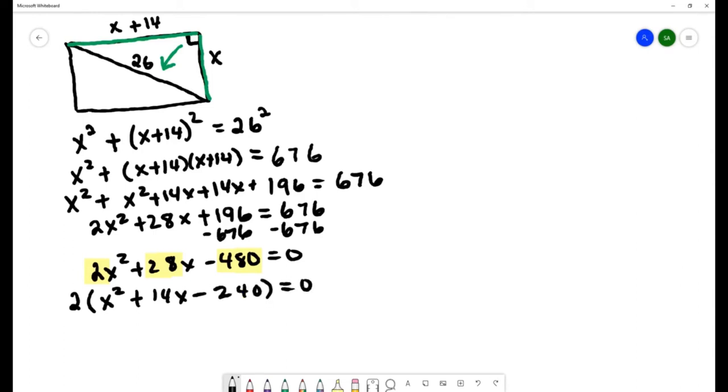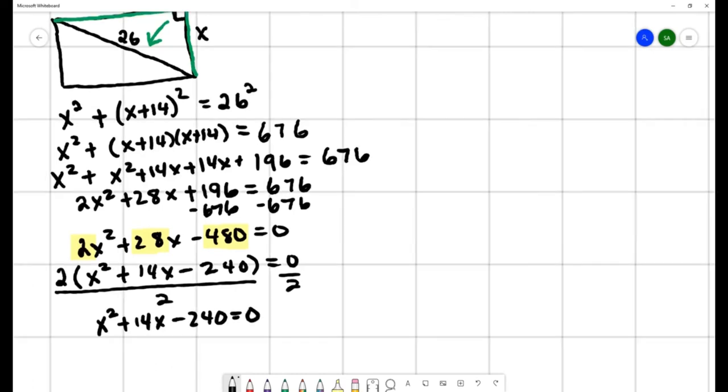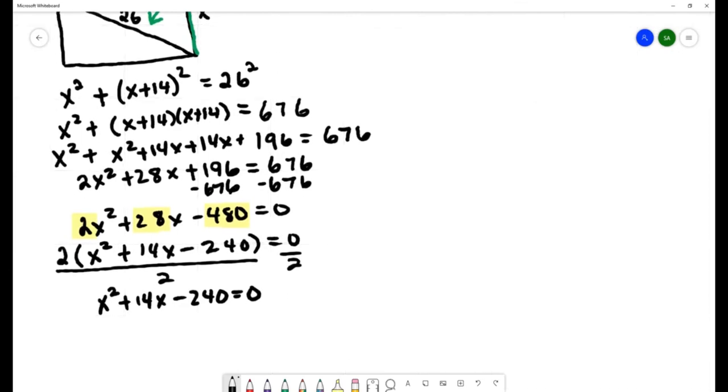And if you would like, you could also divide both sides by that 2 to reduce the equation to be x squared plus 14x minus 240 equals 0. And then we need to use the quadratic formula. We need to identify A. A is the coefficient of the squared term, which is 1. B is the coefficient of the x term, which is 14. And C is negative 240.